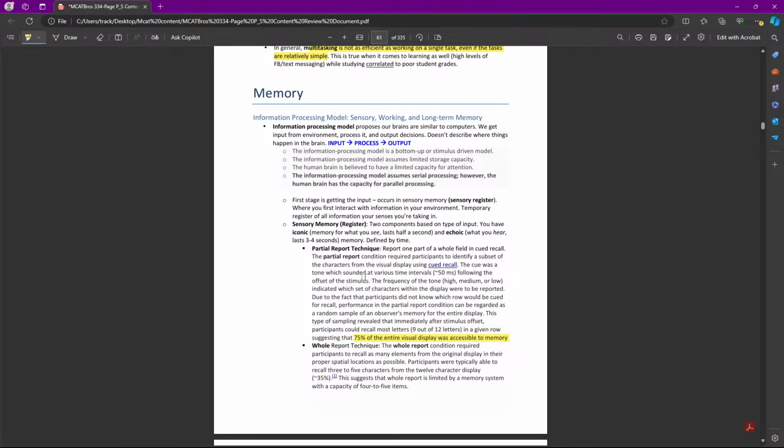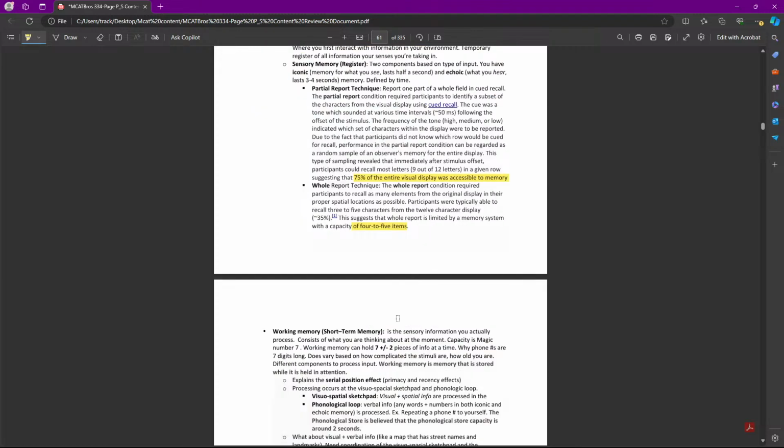Okay. The whole report technique requires participants to recall as many elements from the original display, in proper spatial location, as possible. Participants were typically able to recall 3 to 5 characters from a 12-character display. This suggests the whole report is limited by a memory with a capacity of 4 to 5 items. Okay.